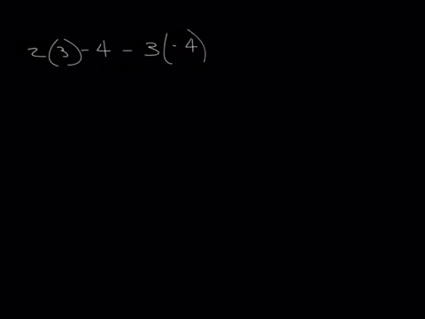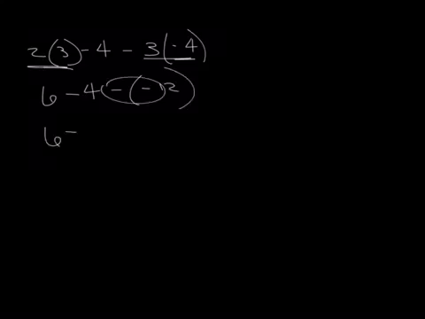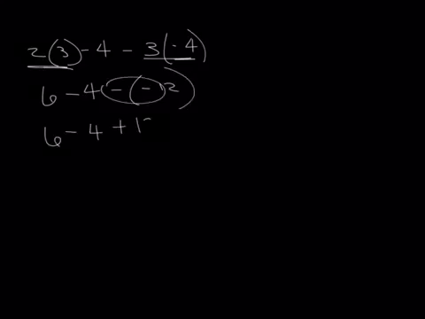So remember, PEMDAS, you do your multiplication first. 3 times -4 is -12. Two negatives are a positive. 6 minus 4 is 2, plus 12 is 14. Okay? So just make sure you do the order of operations correctly, and you should be okay. And that's it for 1.5.